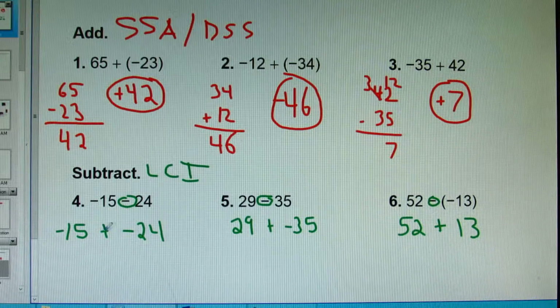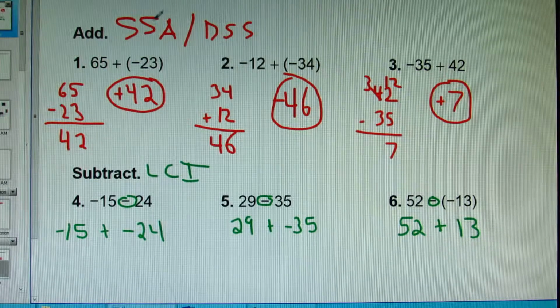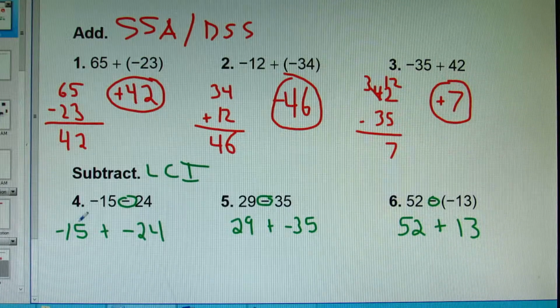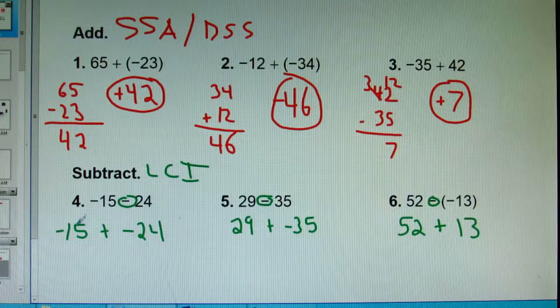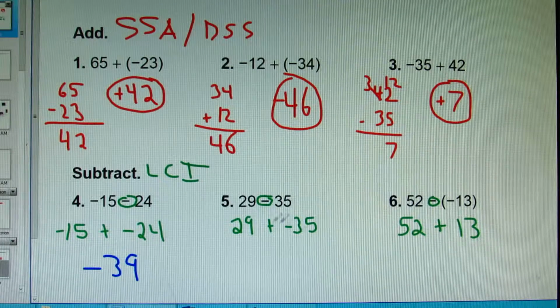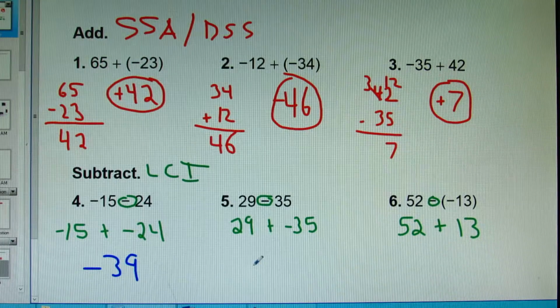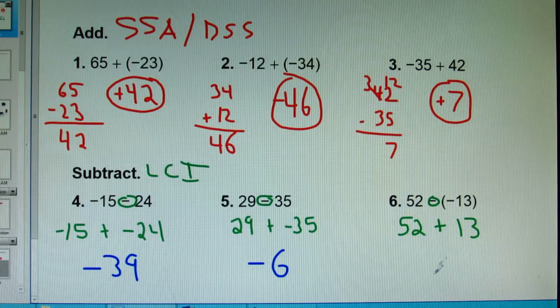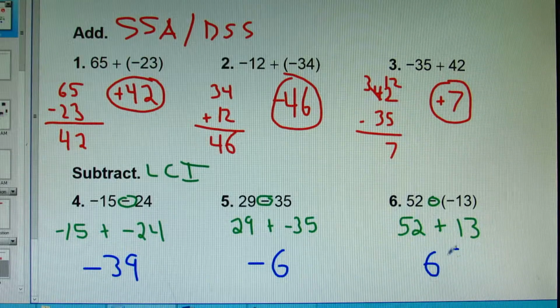Alright, so now that we've created adding problems, we're going to go back to using our adding rules. Same signs add, different signs subtract. Alright, so 15 plus a negative 15 plus a negative 24. Same signs, I'm going to add, and I'm going to get negative 39. This is different signs, so I'm going to have to subtract them, and I'm going to get negative 6. Same signs, I'm going to add them and get positive 65. Just a quick mini review.